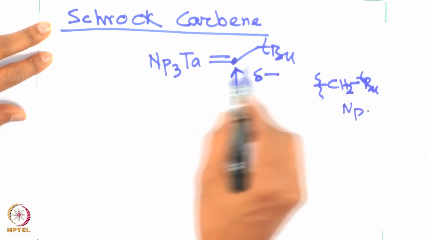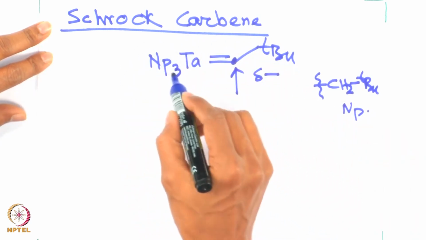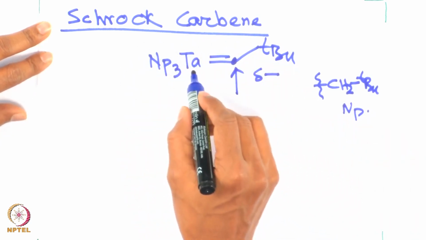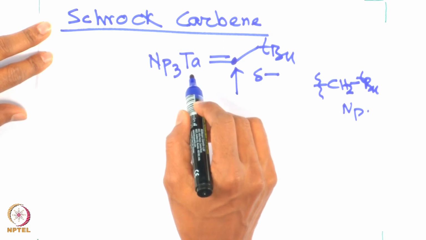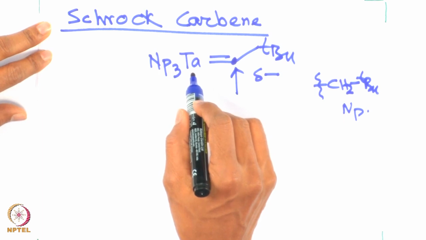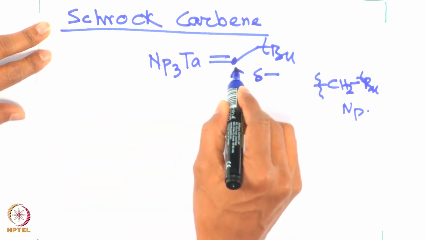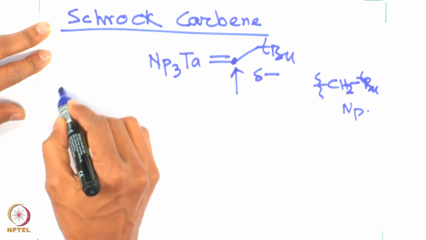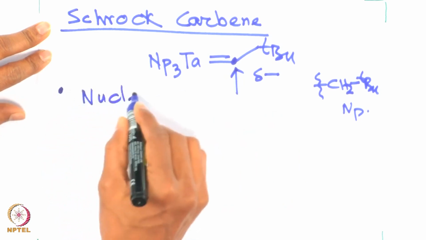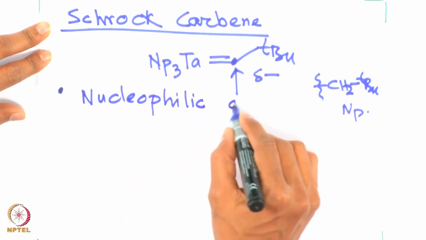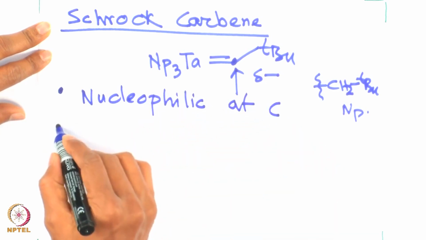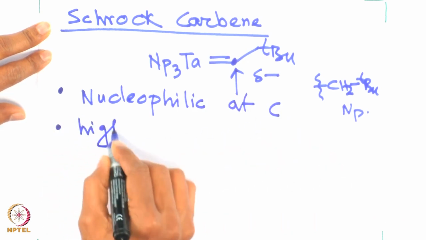Now, if you look at this compound, we have a higher oxidation state for the transition metal. In the case of Fischer carbene, this was a lower oxidation state for the metal. Now, you have a higher oxidation state of the metal. In this particular case, this is tantalum 5 plus. The carbene carbon center is nucleophilic in nature. So, most importantly, it is going to be nucleophilic as opposed to the electrophilic Fischer carbene center. Nucleophilic at carbon, and you have higher oxidation state.